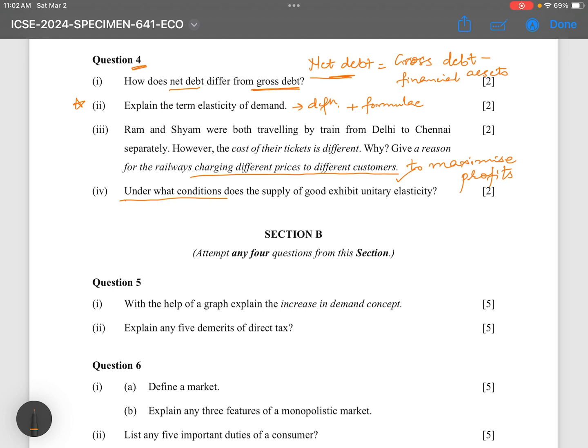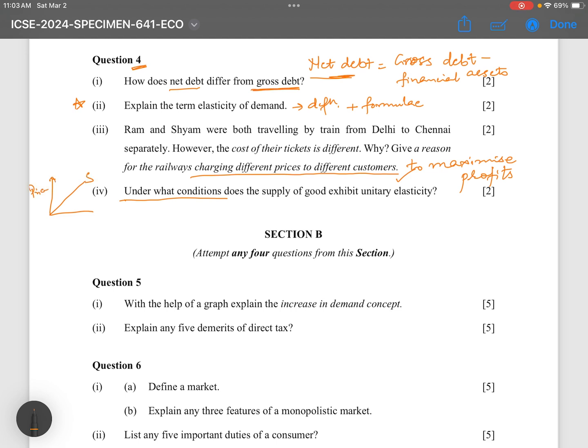Now, basically, the relationship between price and supply is a direct one. Unitary elasticity of supply refers to a situation when the percentage change in quantity supplied of a commodity is exactly equal to the percentage change in its price. And I would highly recommend giving a diagram where the supply curve starts from the origin.